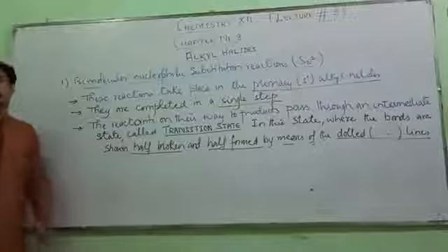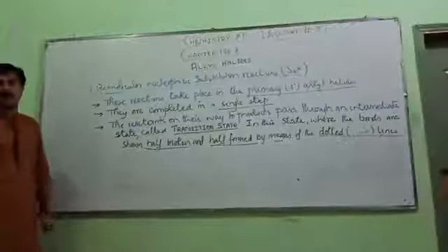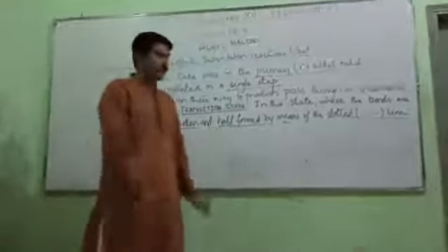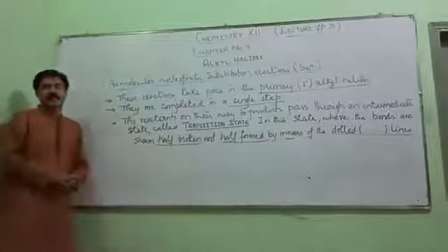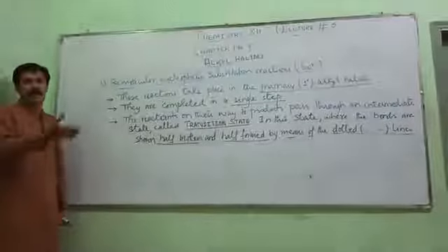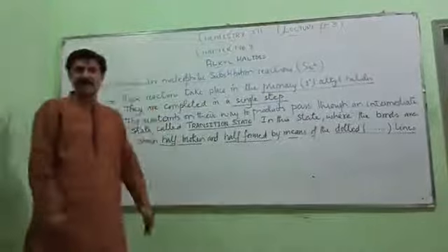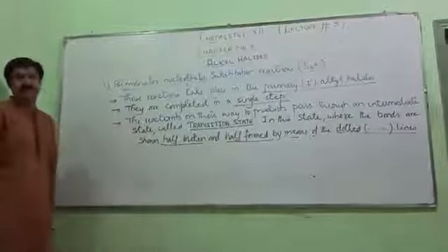Now, which bond is shown half broken and which is shown half formed? The bond between R and X will be shown half broken in the transition state, and the bond between R and the attacking nucleophile will be shown half formed by means of the dotted lines in such type of reactions.